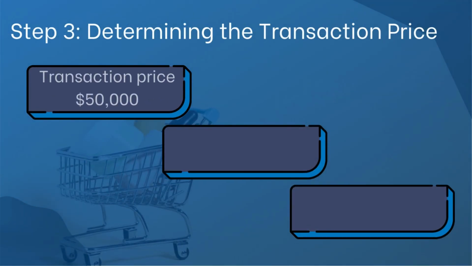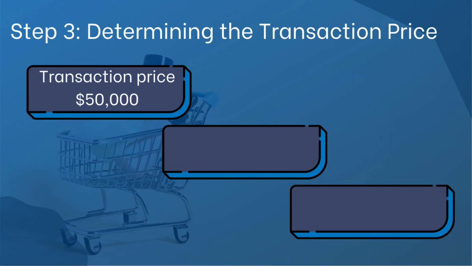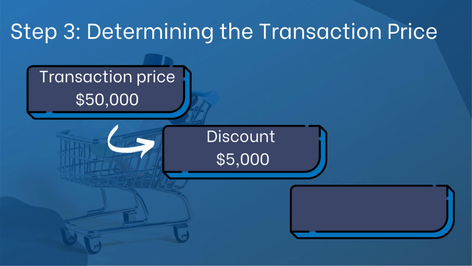The total transaction price agreed upon in the contract is $50,000. However, Tech Solutions offers a $5,000 discount if ABC Corporation pays up front. Considering this discount, the transaction price becomes $45,000.